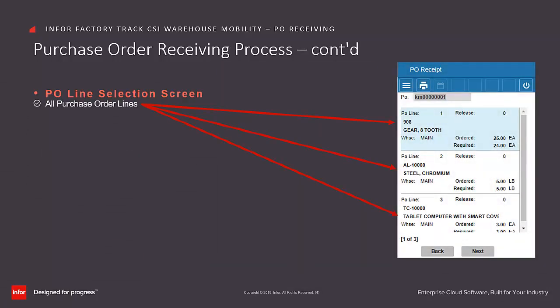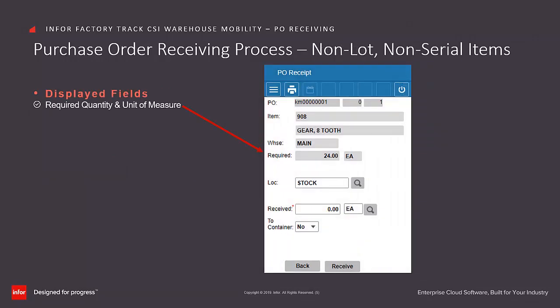The purchase order line selection screen is displayed in the event that no line or item was provided on the previous screen. This displays all the open purchase order lines for this particular purchase order. We select or highlight the correct record for the item that is being received and hit Next to receive. This brings up the main receiving screen.